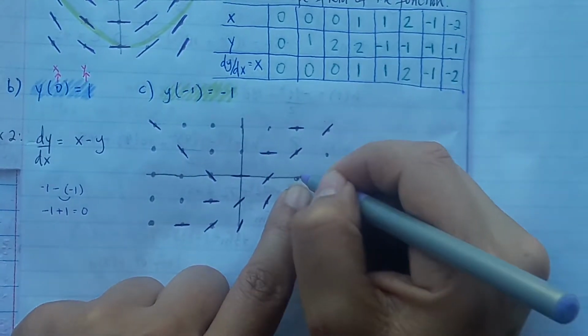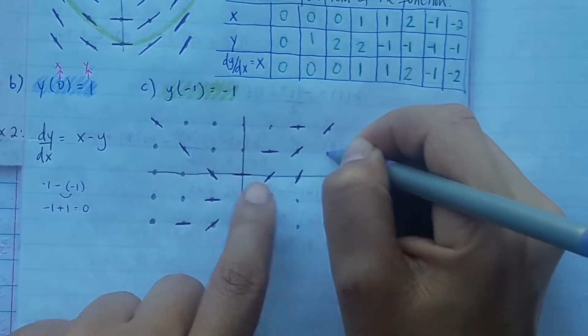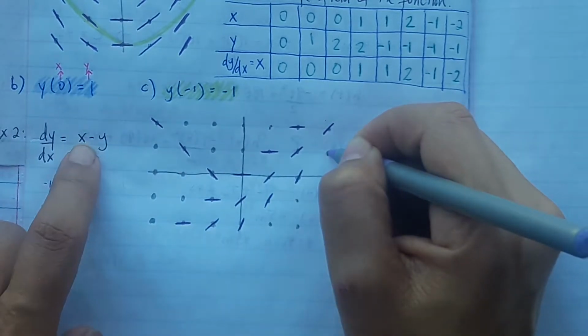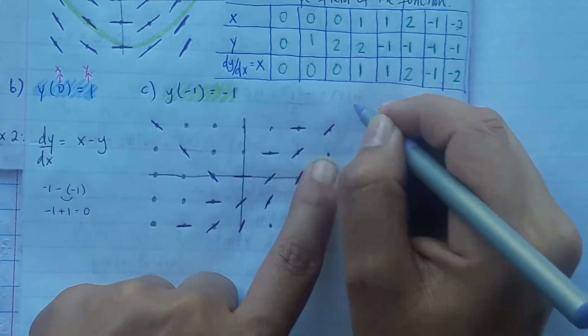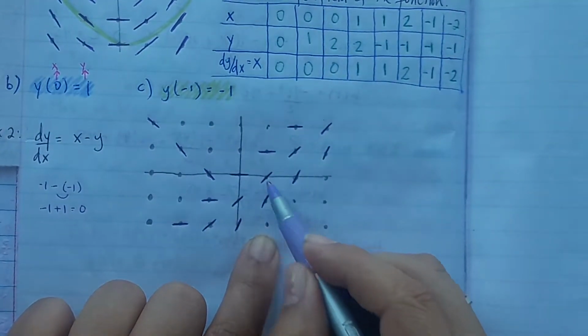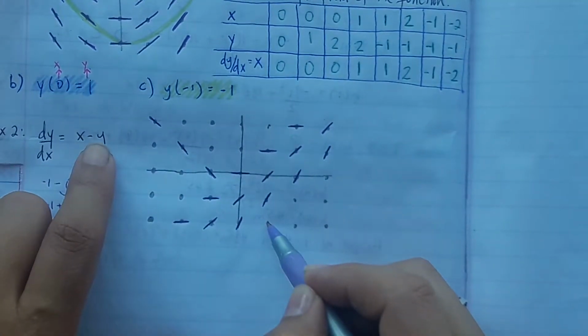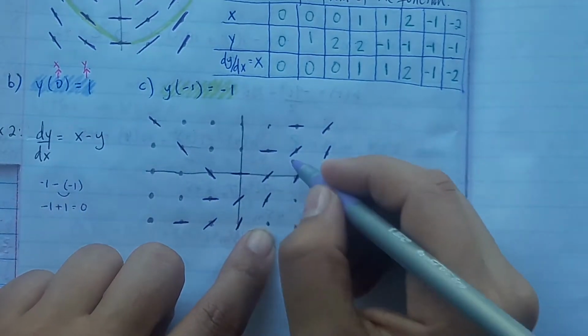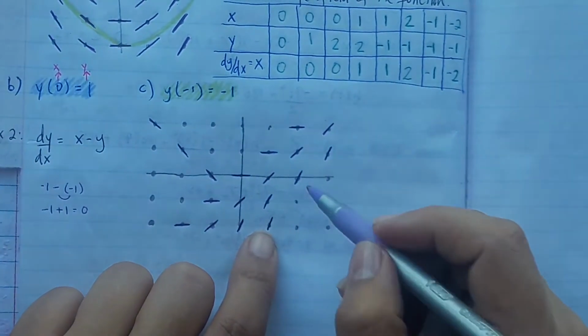2, 0. So that's going to be 2. So up 2, right 1. 3, 1, that's going to be 3 minus 1 is 2, so up 2, right 1. That's 1, negative 2, so 1 minus negative 2 is 1 plus 2, which is positive 3. So that's going to be up 3, right 1.